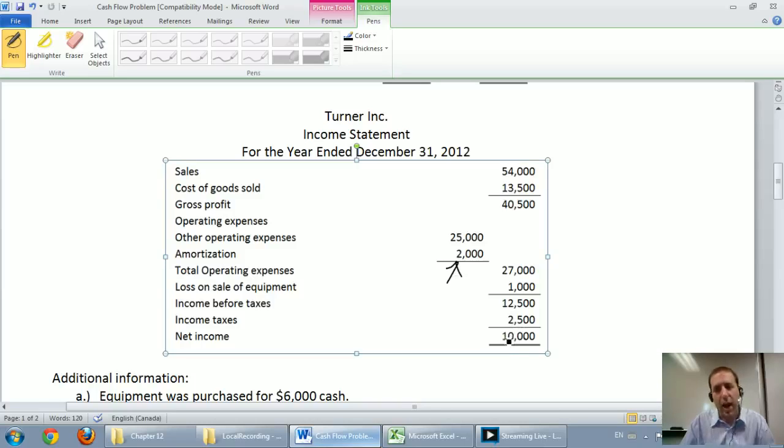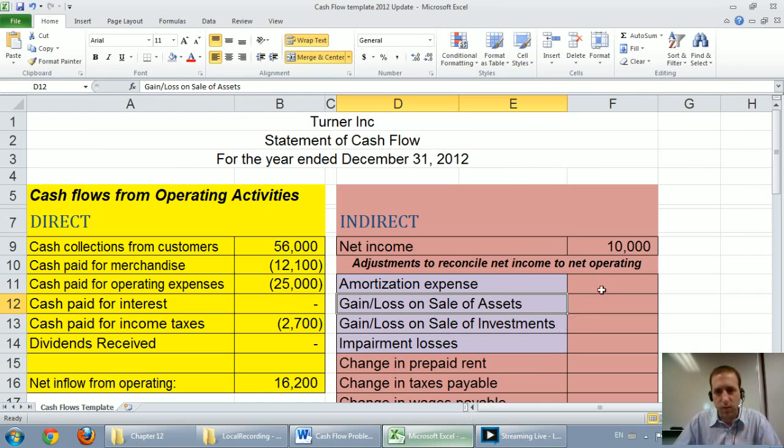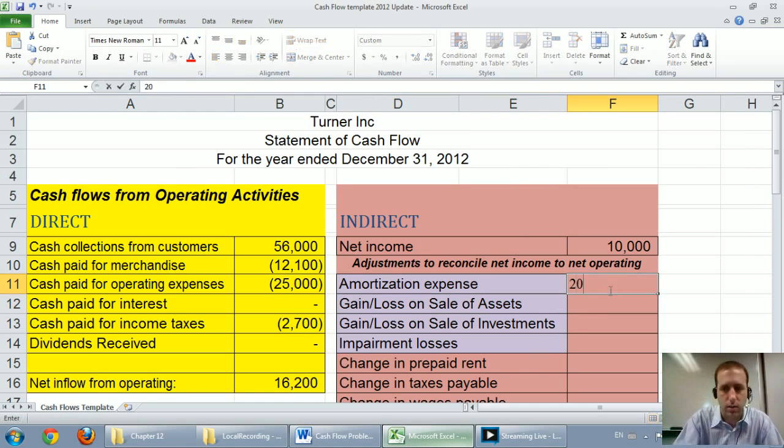So what we do is we add back the $2,000. We're saying, oh, we shouldn't take out the $2,000 if we're looking for cash flow. We're going to add it back now because it shouldn't have been taken out in the first place. So that's why these four are kind of opposite. So again, we add back our amortization. I won't put that in a negative.